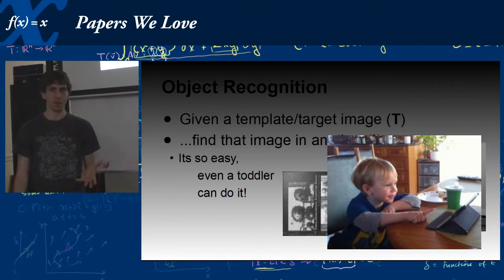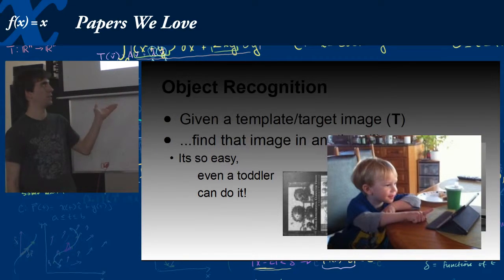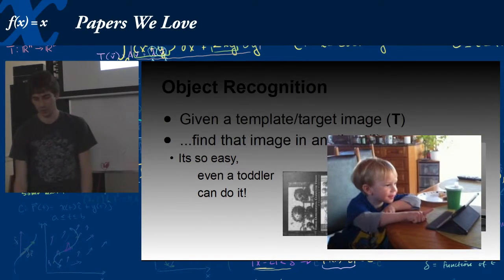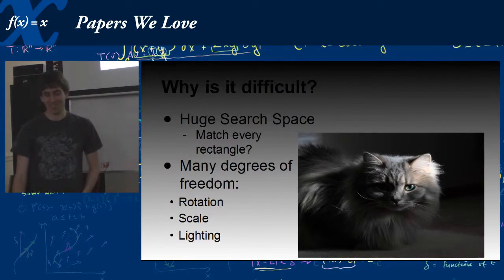Given a target image, some kind of a template, we want to find that image in another image. So here we have a book and there's another book there. And how do we get a computer to tell you that, yes, that book is there and where is it? It's a pretty easy thing to do for most humans. Unfortunately for computers, it's a little bit more difficult. Why is it so difficult?